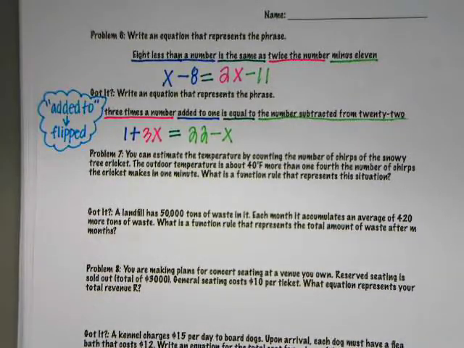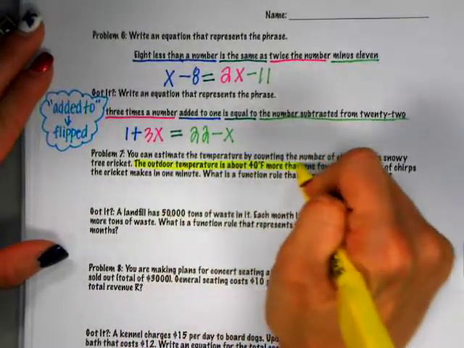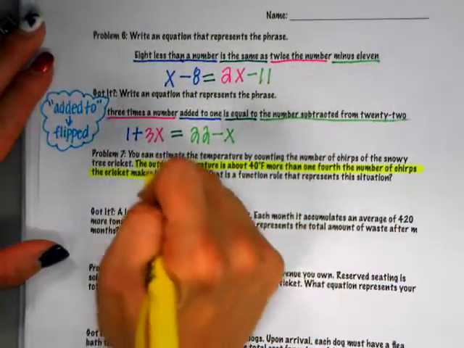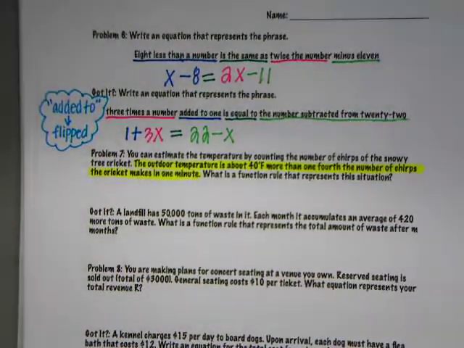So you can estimate the temperature by counting the number of chirps of the snowy tree cricket. The outdoor temperature is about 40 degrees Fahrenheit more than 1/4 the number of chirps the cricket makes in 1 minute. What is a function rule that represents this situation? So I'm going to highlight the pieces of the equation. We need two variables: temperature, and the number of chirps.